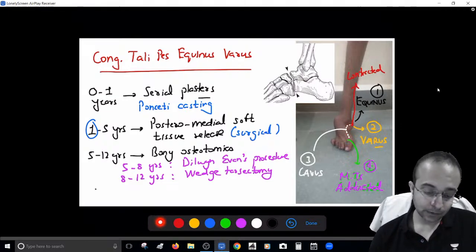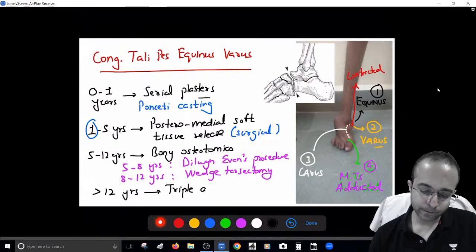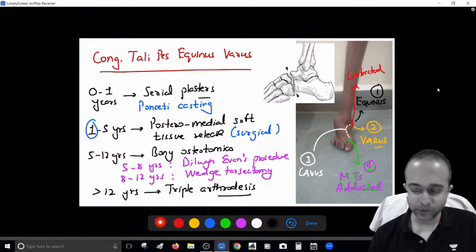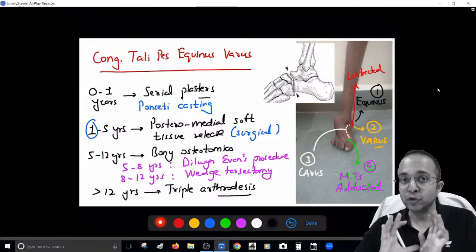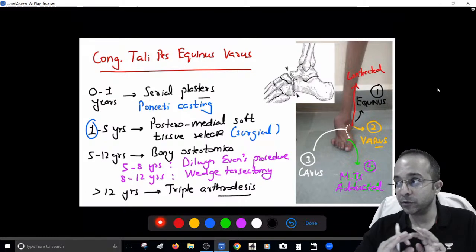And yes, if this age of 12 years is gone, the deformity becomes so rigid that in order to correct that deformity, we have to go with just the procedure we are left with, that is triple arthrodesis. So are you guys clear with the treatment of CTV across all ages?